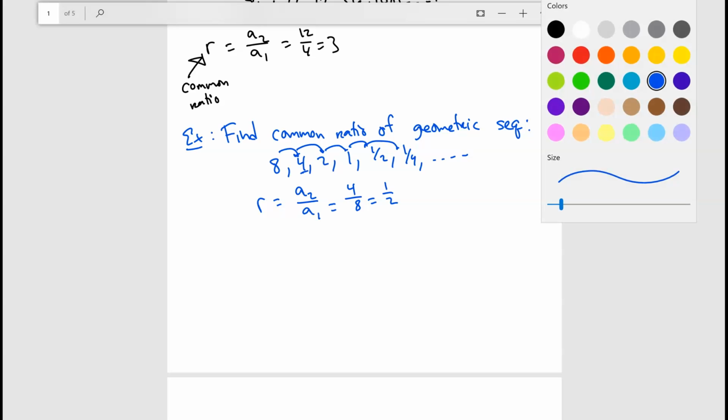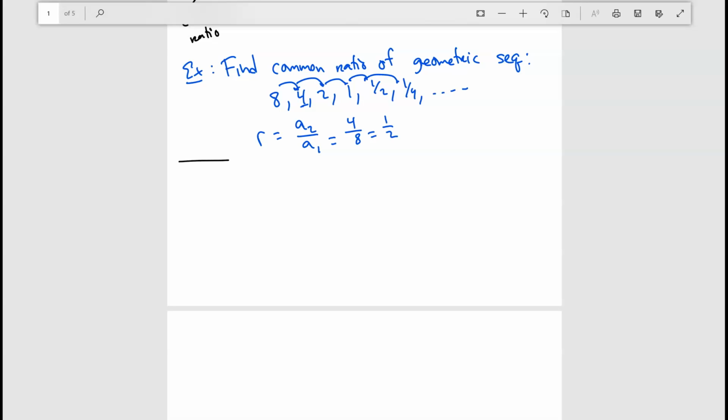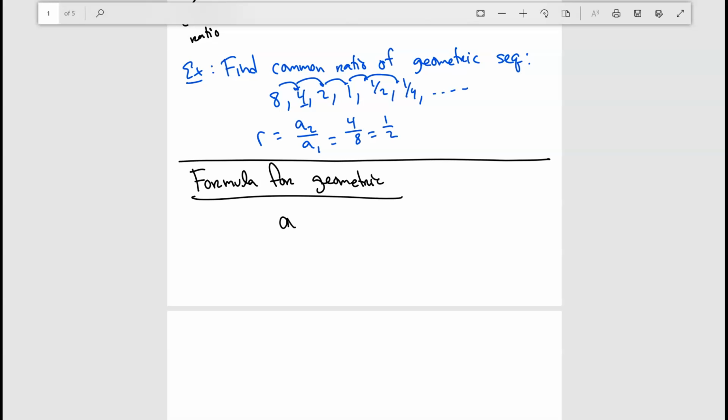Just like how we did before with arithmetic sequences, there is a formula for geometric sequences. So the general formula for geometric sequences is going to be the following. A_n is equal to A1 R to the power of n minus 1. And you can derive it the same way that we were deriving it with arithmetic sequences.